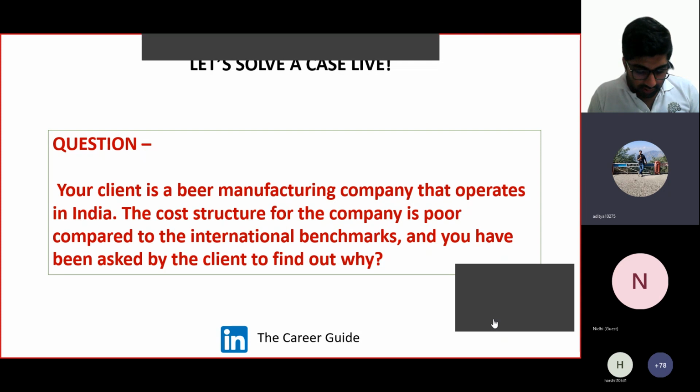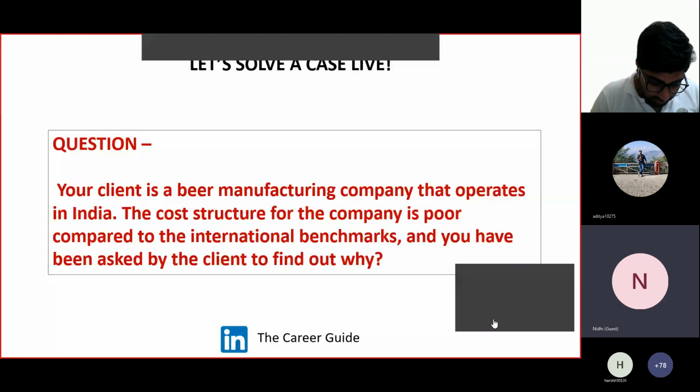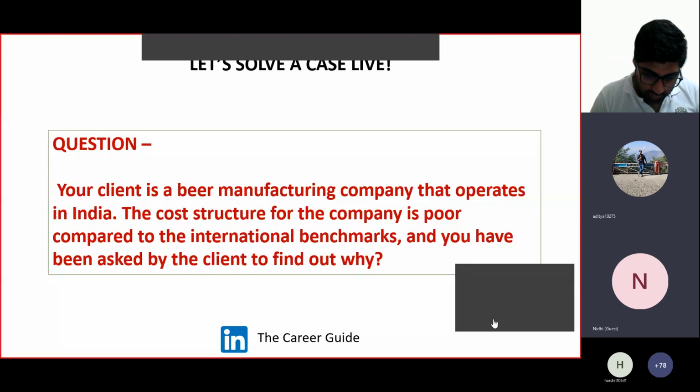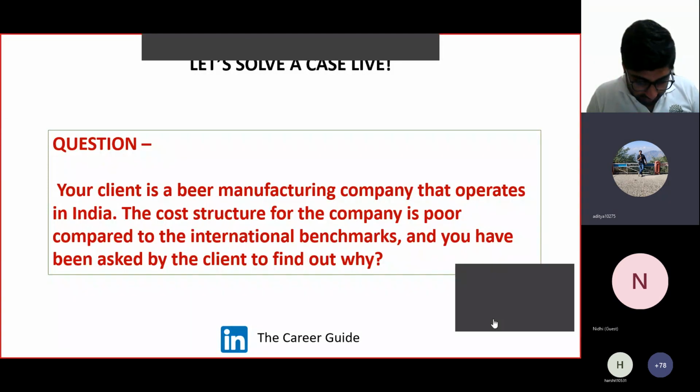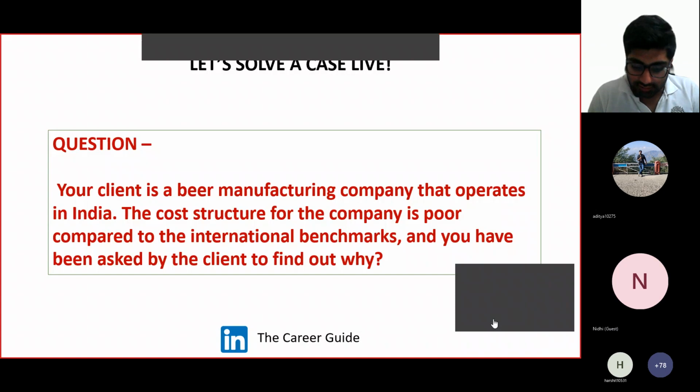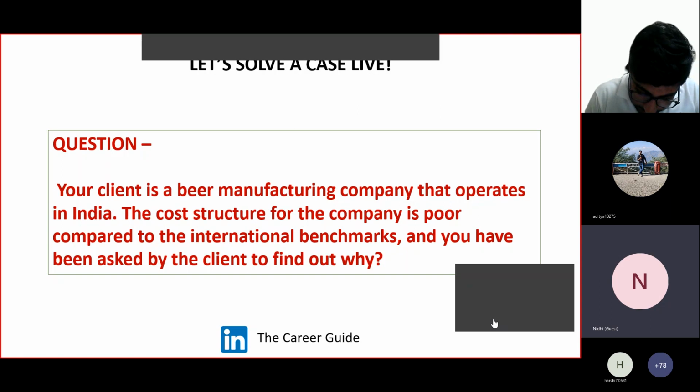Perfect. Okay. So can you just tell me a little bit about the international benchmarks? What are those international benchmarks that our client is not able to match? Do we have any kind of information about that? We do not have any information regarding that. Okay, so we are just facing a problem on our cost side, and there's nothing we can do about the revenue, and this is a company specific problem. Perfect. So are you on the same page? Yes. So just give me 30 seconds to structure my thoughts. Right. You can take that.